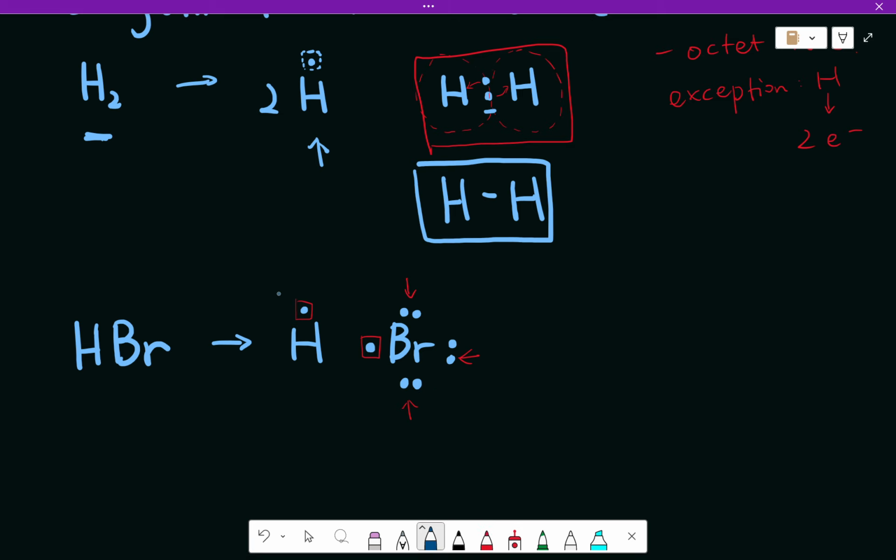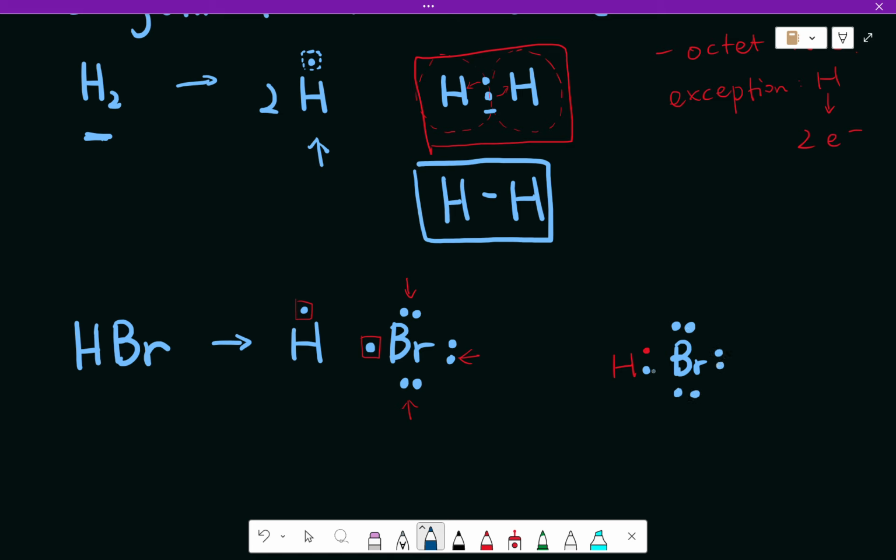We can see that this hydrogen needs 1 more electron to achieve its stable state, and this bromine also needs 1 electron to achieve its stable state because of the octet rule, which means we can let the hydrogen and bromine share the bonding electron they have. I'm going to use different colors to represent the electrons originated by each atom.